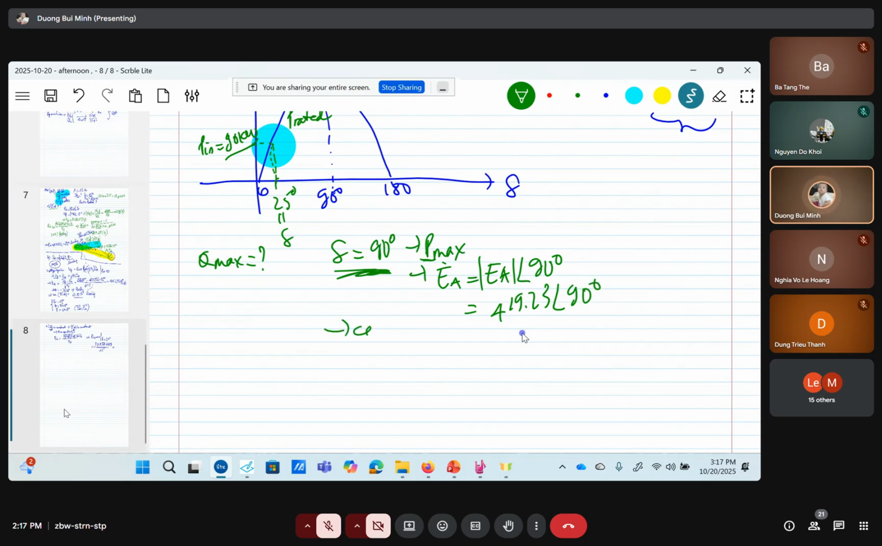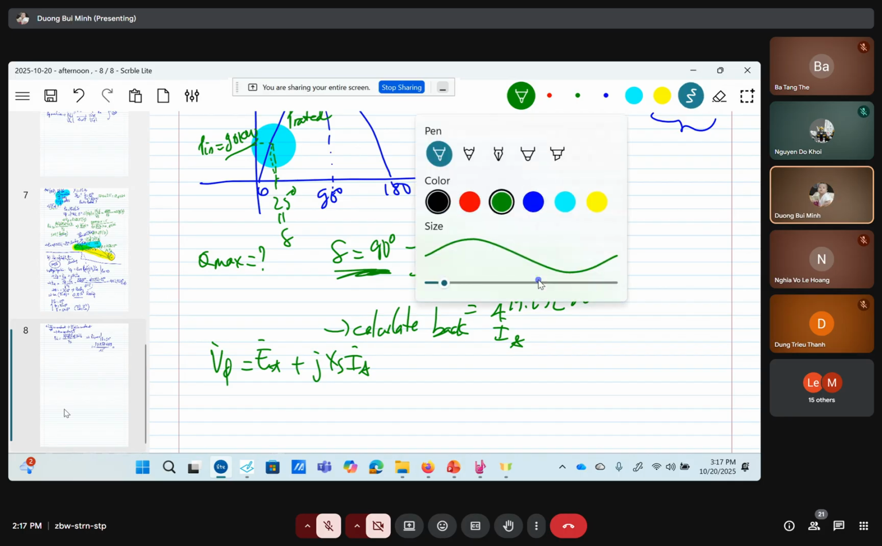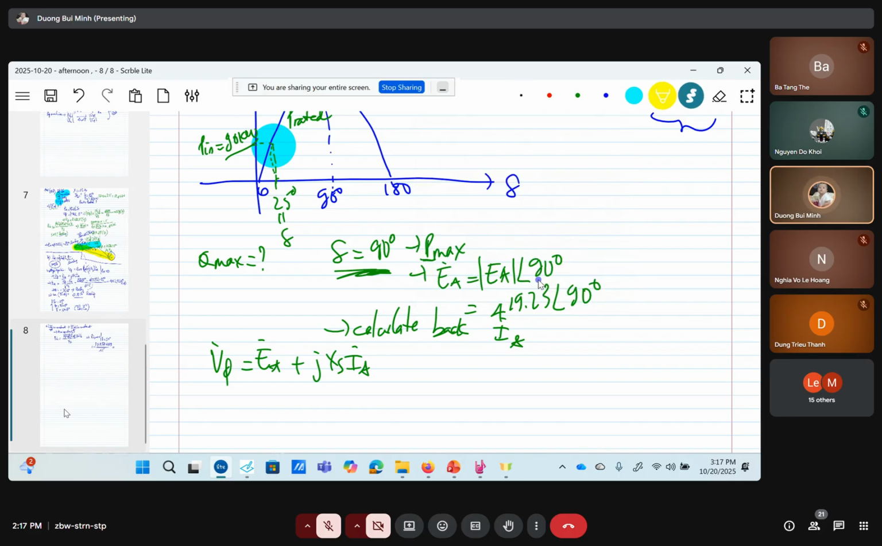So we can calculate back IA. Now we have V phase = EA plus jXS IA. In this case, at 90 degrees you get B max, so we need to calculate phi max. So B max, if delta is 90 degrees, you get this one.